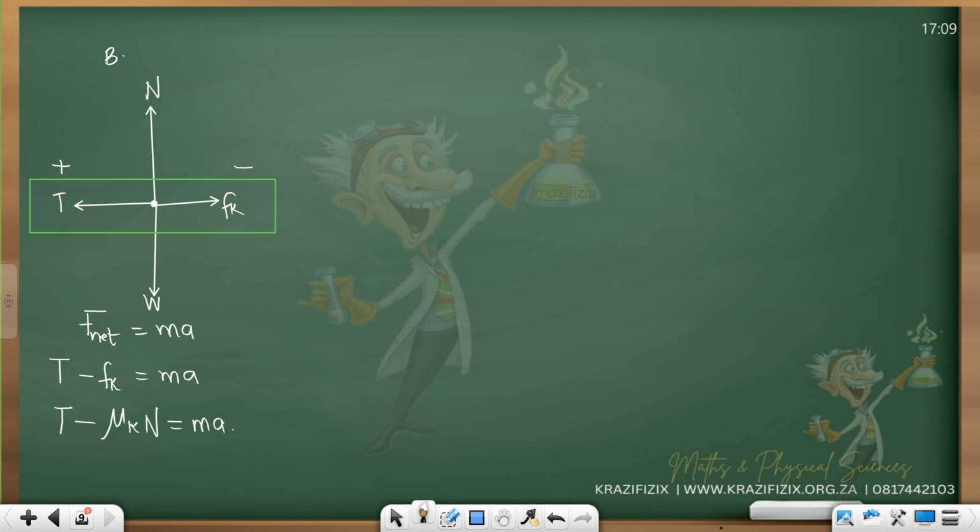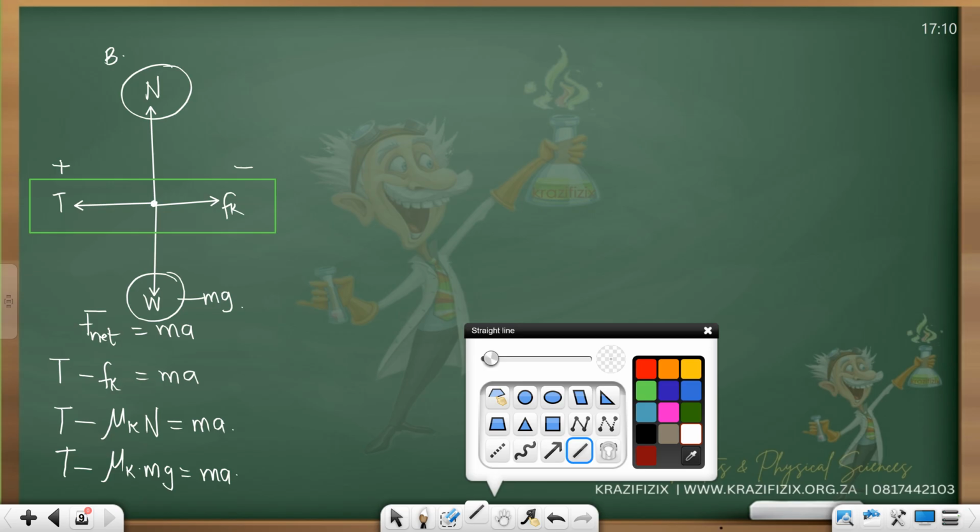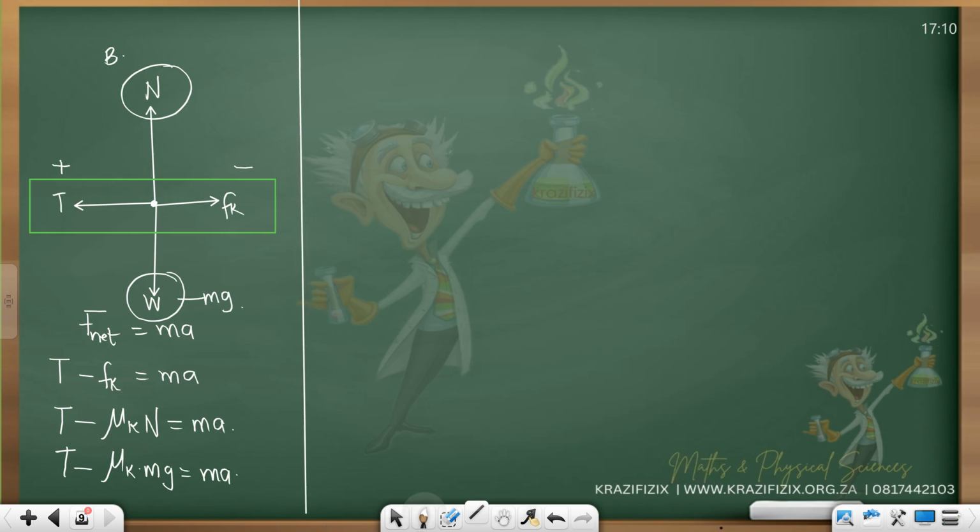Always go back to your free body diagram. Here, my normal, there's one force up, one force down, and normal is mg. Oh, so it's T minus mu K mg. And by the way, we do not know the tension. So let's substitute what we know.